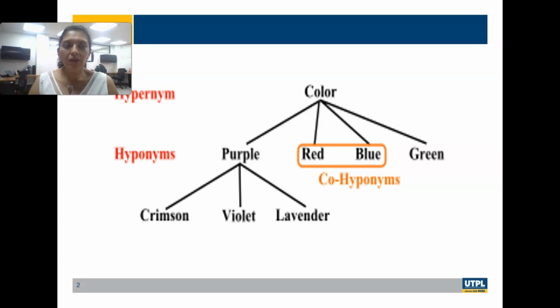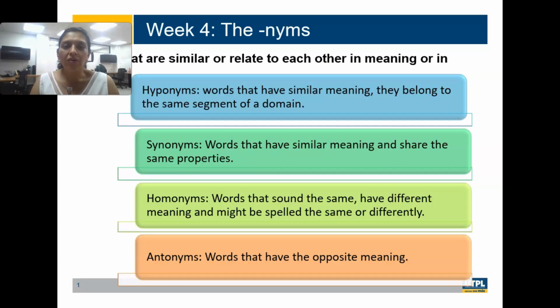In some cases, within these hyponyms, we can have a sub-classification that is named co-hyponyms. In this case, within the hyponym purple, we can have as co-hyponyms crimson, violet, and lavender. And within the other colors we have more co-hyponyms, and in this case I invite you to create more co-hyponyms based on the colors that you have there. And this is one example of hyponyms.